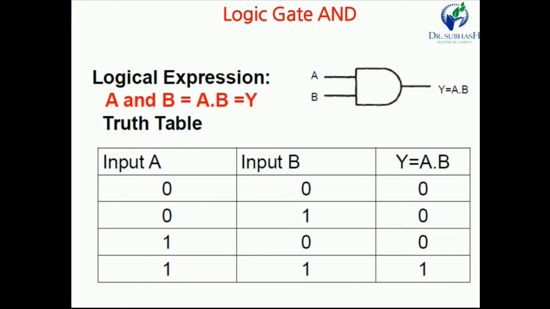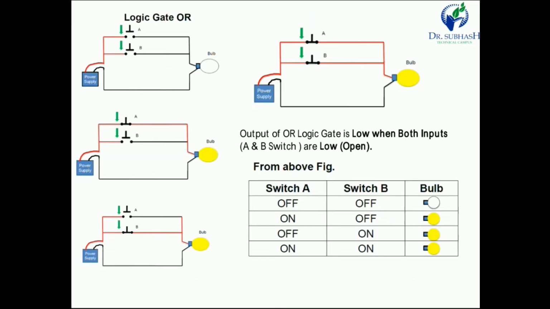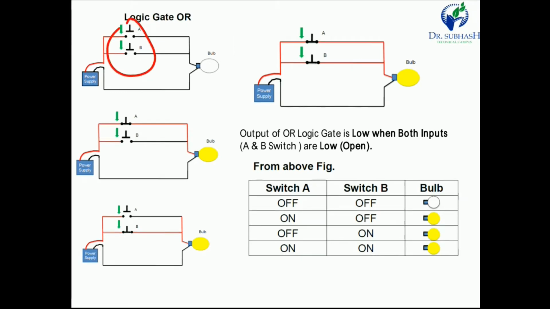Now let me see about the OR gate. In the OR operation, the switches are connected in parallel. In the AND operation they are in series, and in the OR operation the switches are connected in parallel. So with switch A and B both open, there is no current flow through the bulb, so the bulb is off.